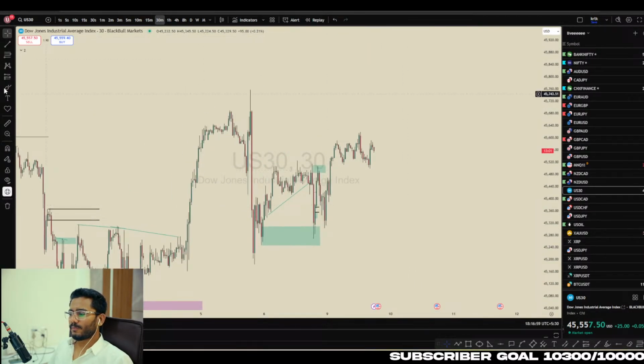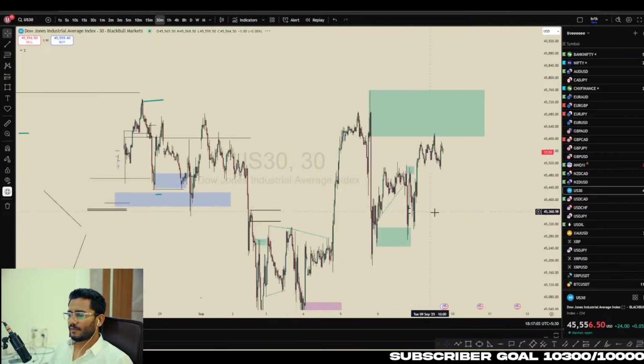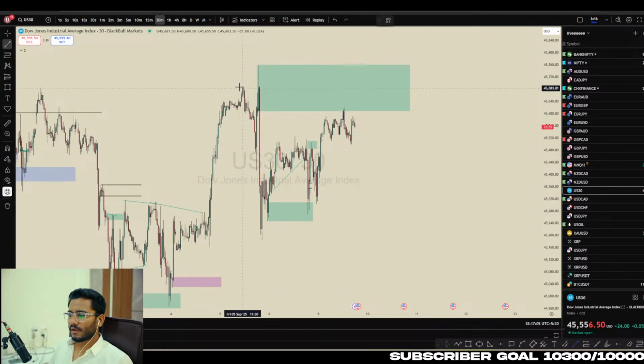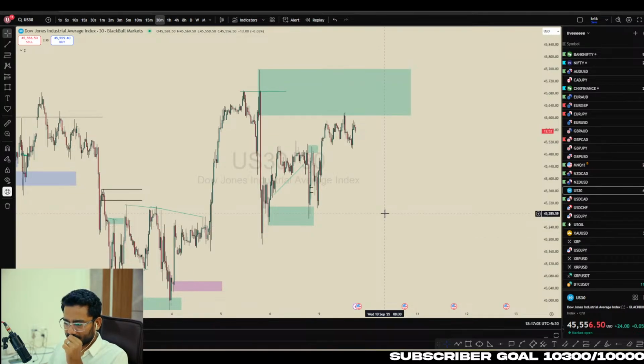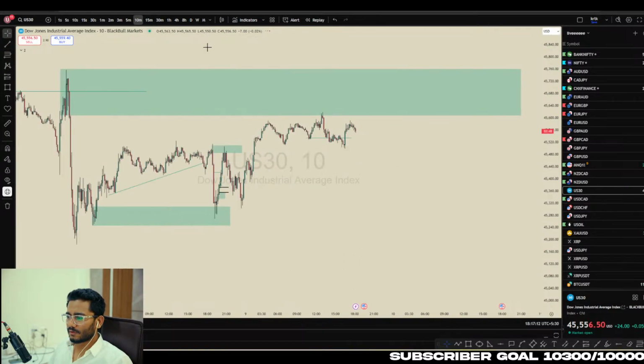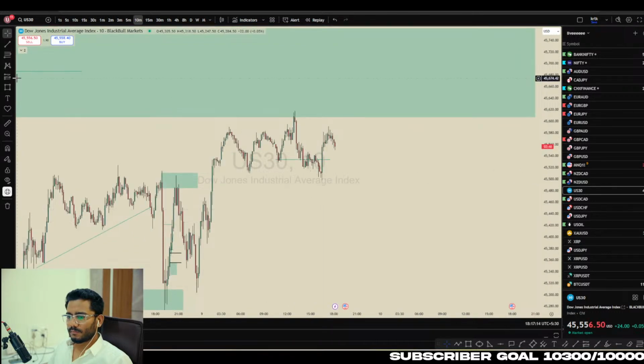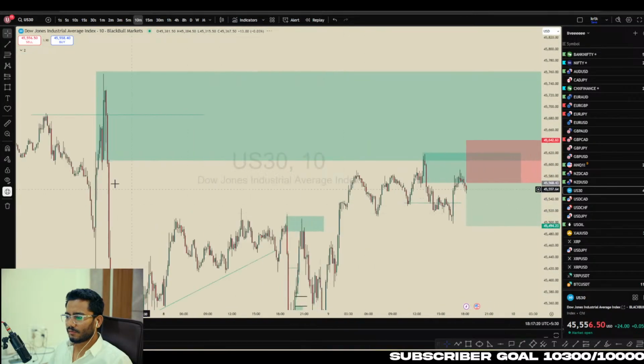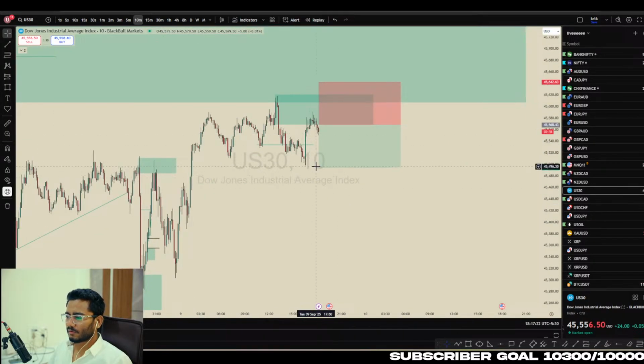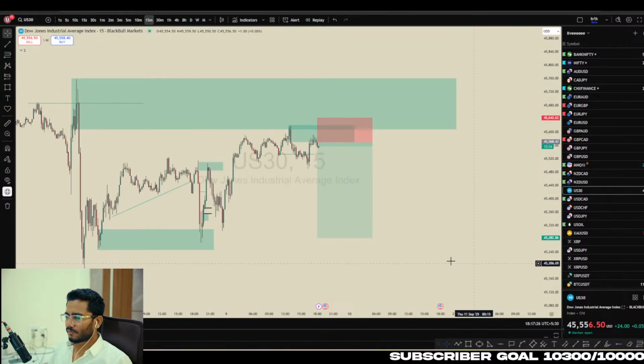So in US30, price has tapped this order block. This side took out the liquidity. There is a structure break to the downside here. Price has tapped this order block, so we should get a downside reaction. Let's see if we have any order block or something. We will look for a sell side trade here also.